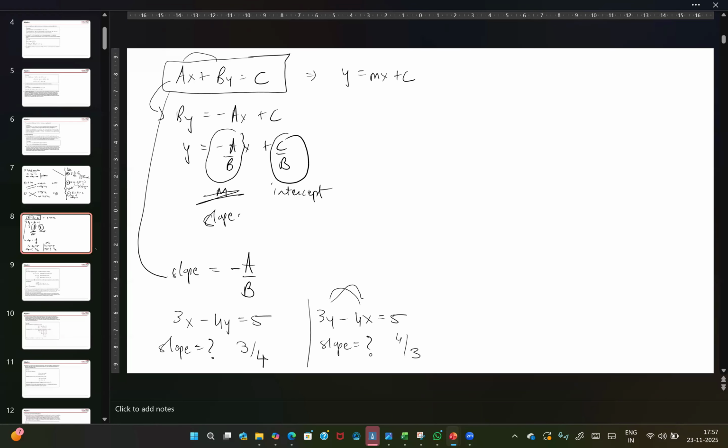Good. And if I tell you 3x is equal to 7y plus 5, slope? Minus 3 by 7. Oh, no, it's 3 by 7, sorry. You get minus 7y here, so the slope will be 3 by 7. Okay, so this is important.